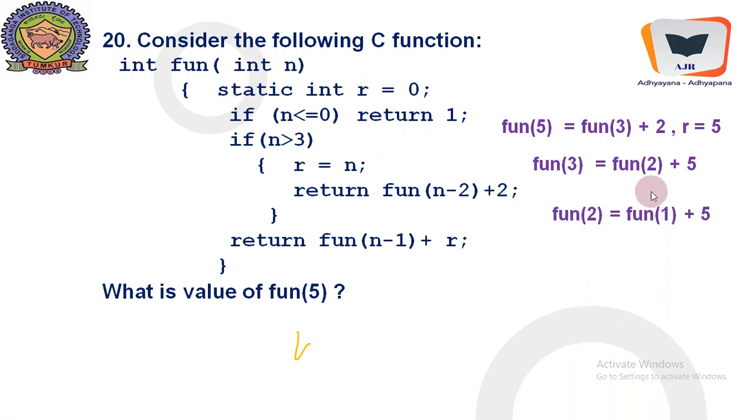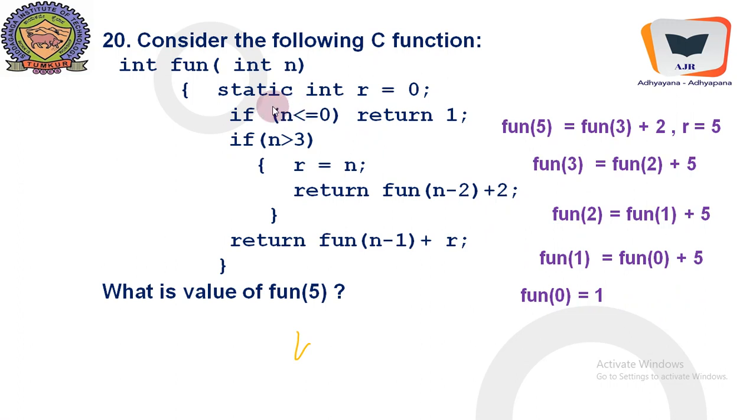Function 2: the control will come over here, because n is not greater than 3. Therefore function of 2 minus 1 is 1, plus 5. The 5 is retained because r has already become 5. Then function 1 gives function 0, since 1 minus 1 is 0, plus 5.